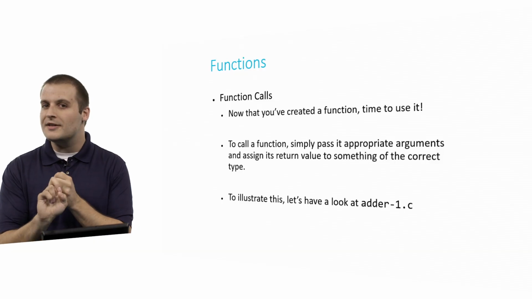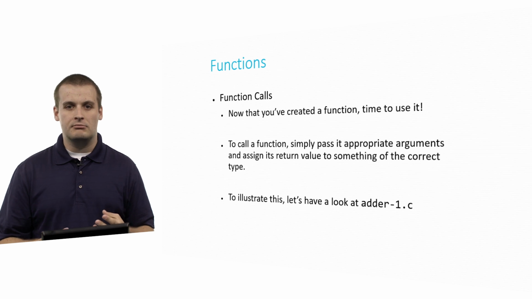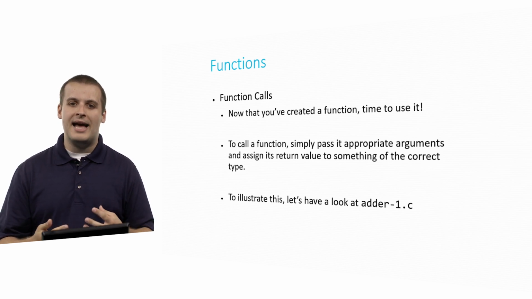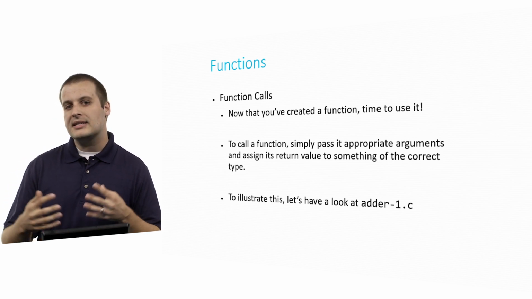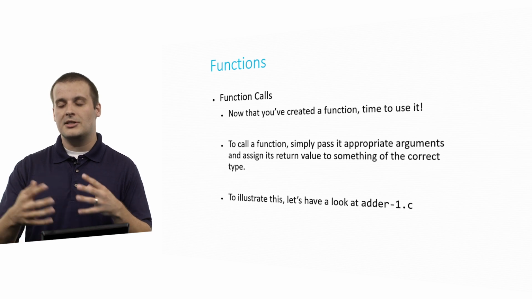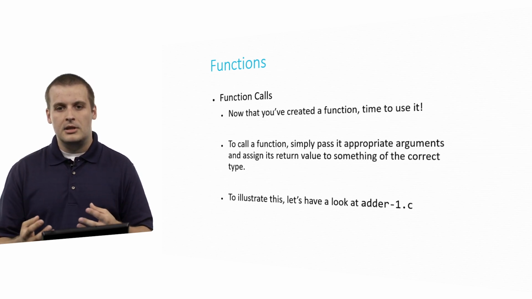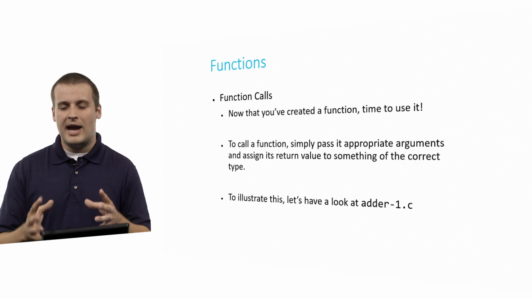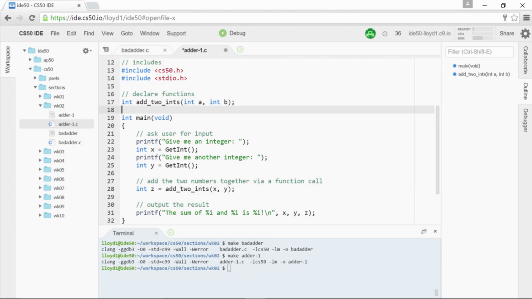Now let's start to use the functions that we've declared and we've defined. To call a function, it's actually pretty easy. All you need to do is pass it appropriate arguments of the data type that it expects, and then assign the return value of that function to something of the correct type. So let's have a look at this in practice in a file called adder1.c, which I have in my CS50 IDE.